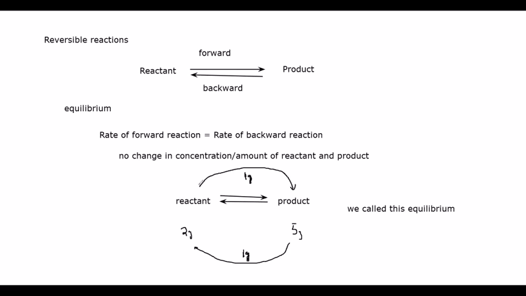Copy this part first, so I will move on. This is about the reversible reaction in which the reactant can form a product, and a product can decompose and form back the reactant. We define a term equilibrium. Equilibrium means when the rate, the speeds of forward and backward reactions, are the same.